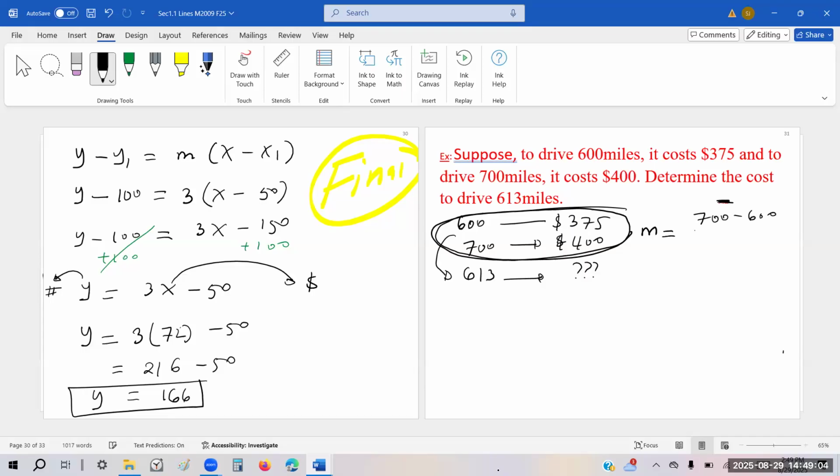700 gives us $400. Then 613 needs how much? So this is going to give us our slope, M. 700 minus 600, 400 minus 375. So what is your X here? What is your X and what is your Y? So cost is X. This is your X, this is your Y.